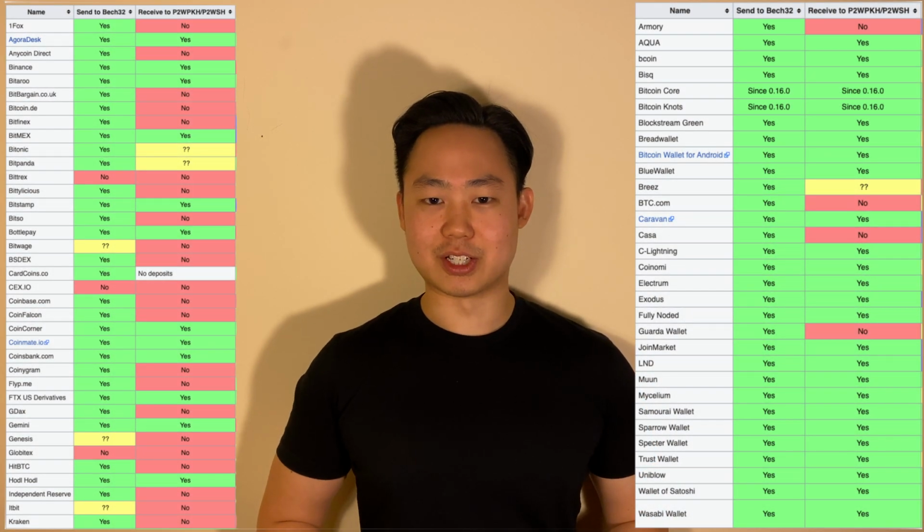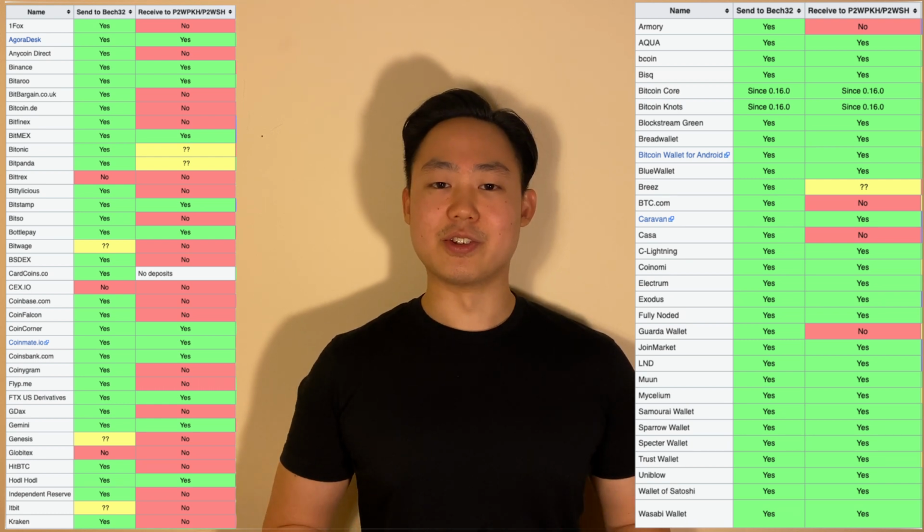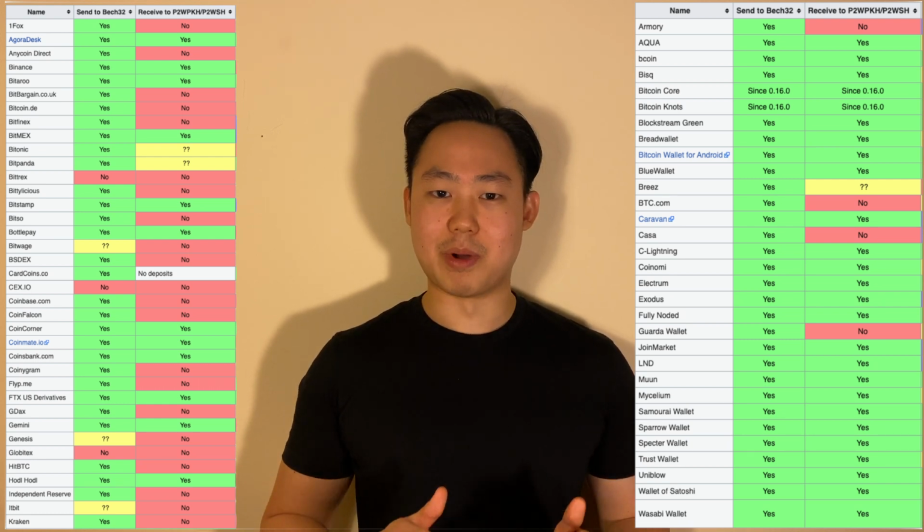As mentioned in our other video about BC1 addresses, there are a handful of wallets and exchanges that still don't support native SegWit addresses. So how do users of those services reduce the mining fees they pay when sending Bitcoin? They do so by using these nested SegWit addresses.